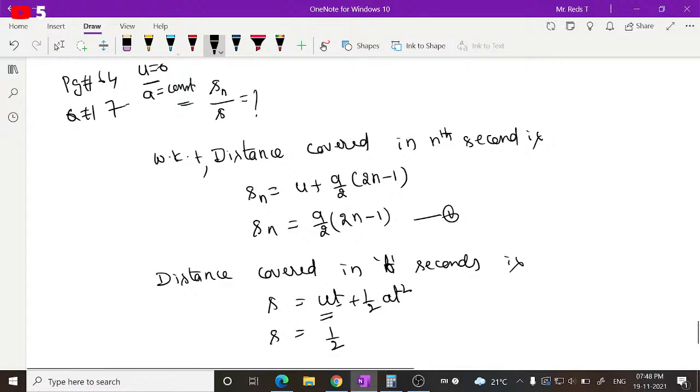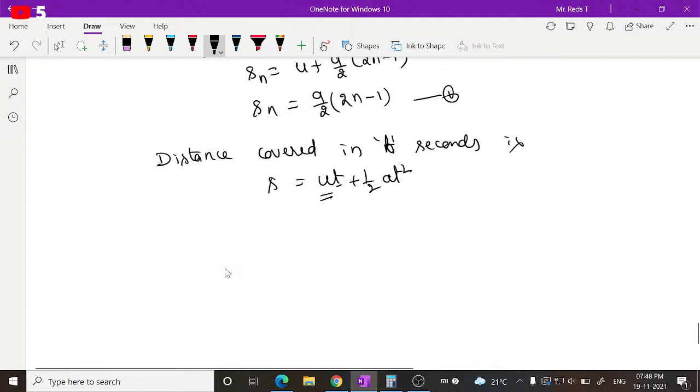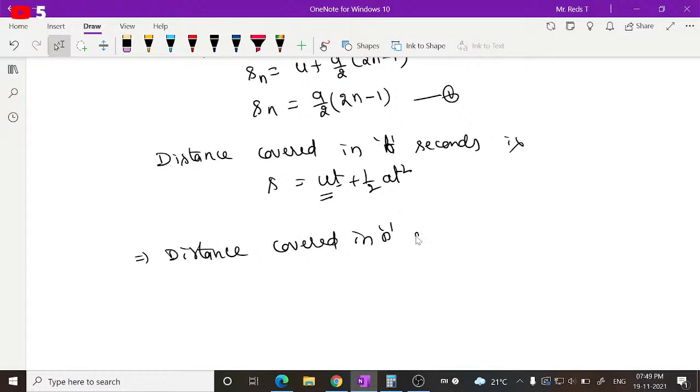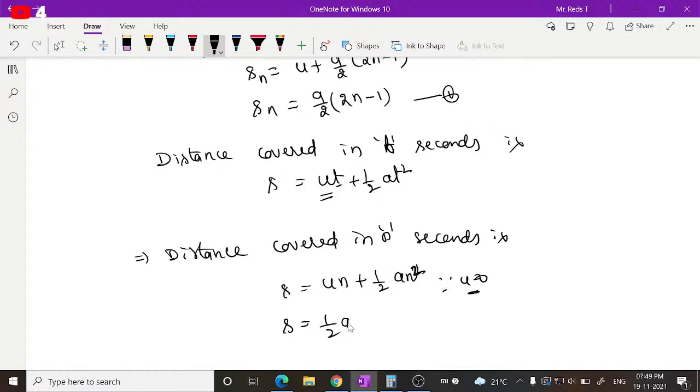Whereas in place of t, if it is given as n, this implies distance covered in n seconds. Total n seconds, s is equal to un plus half into an square. In place of at square, in t place we have n. So an square, n seconds, 10 seconds or 5 seconds or whatever it is, it is given as n. So as u is 0, we will take s is equal to half an square.